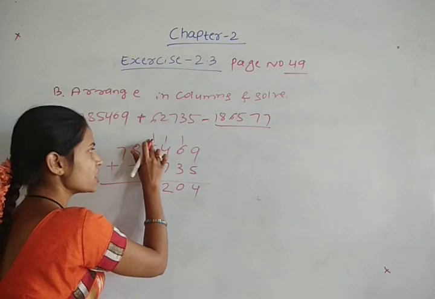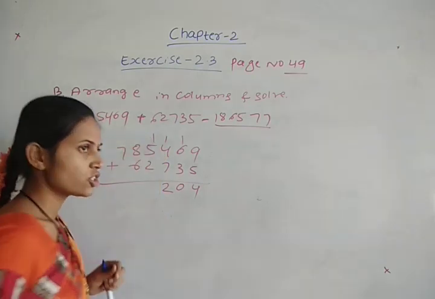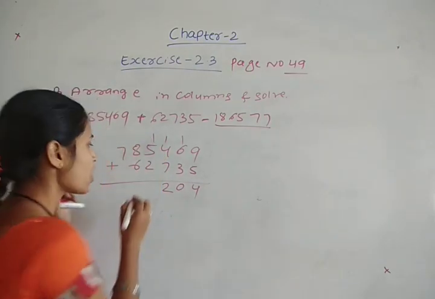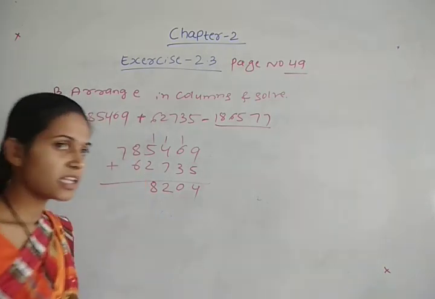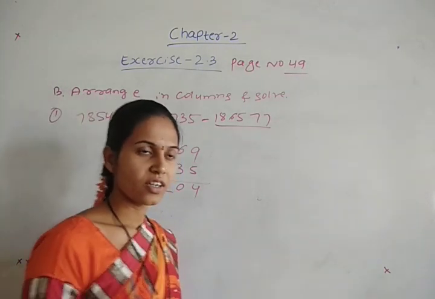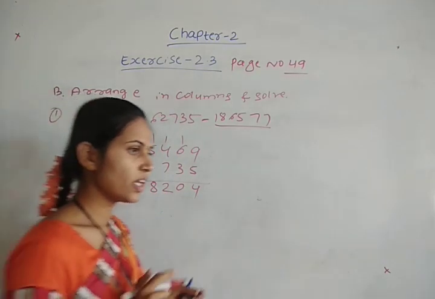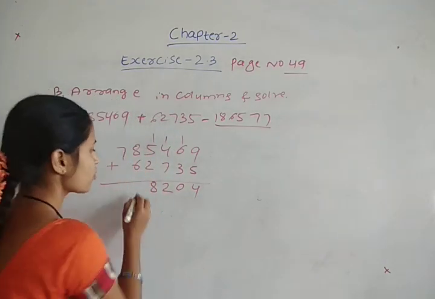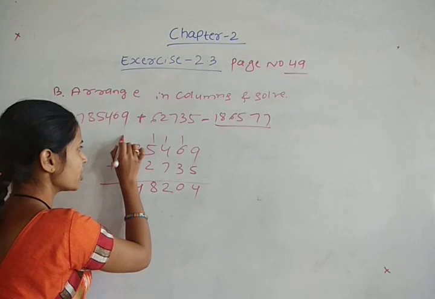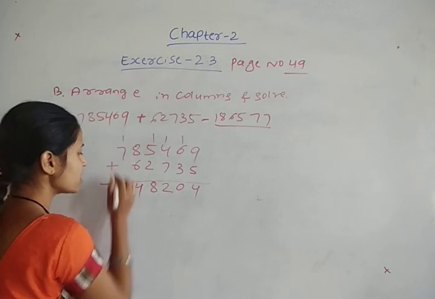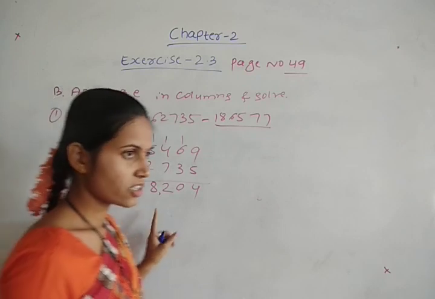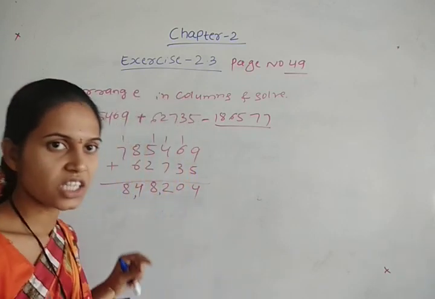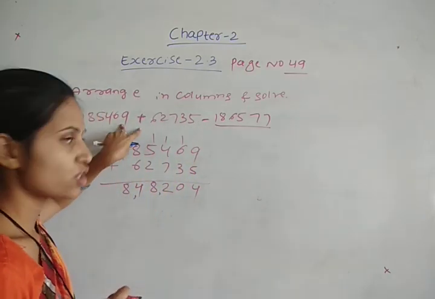Now 5 plus 1 is 6. 6 plus 2 is how much? 6 plus 2 is 8. Now write 8 here. Now here 8 plus 6. 8 plus 6 is how much? 8, 9, 10, 11, 12, 13, 14. 14 it is. Now write here 14, 4. Take 1 as a carry. Now 7 plus 1 is 8. Okay, we have got 8,48,204 as the sum after adding the first two numbers.